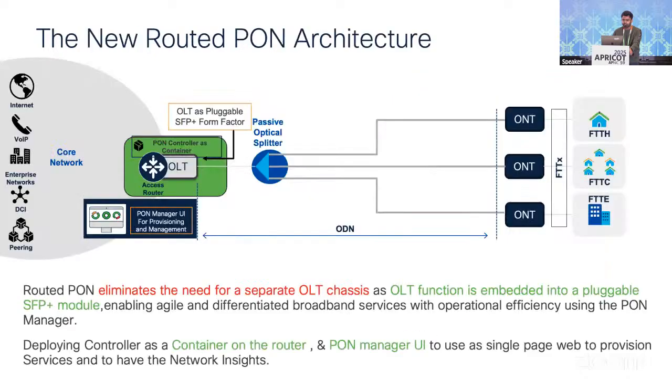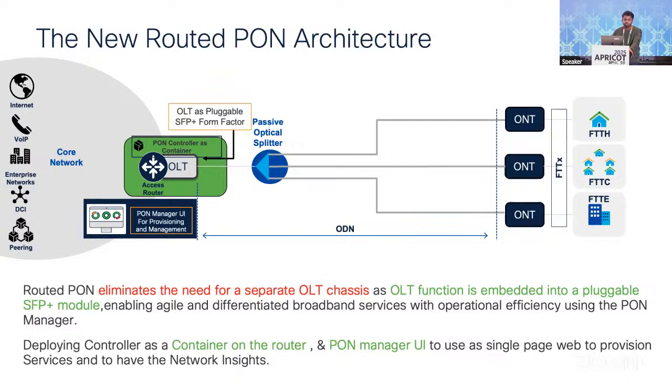Now, what is new happening? We have understood what the traditional architecture is and how it works. We have an access router at the end, then we have an OLT, and then the ONT going towards the end. But what is new that is happening in the PON architecture?